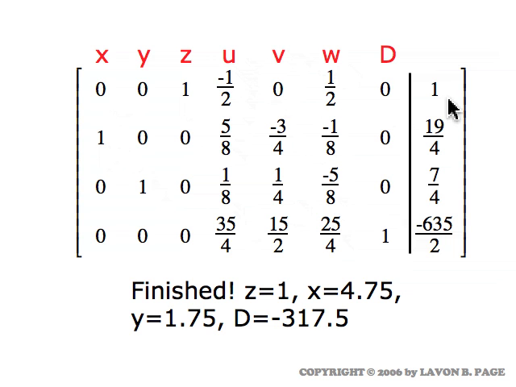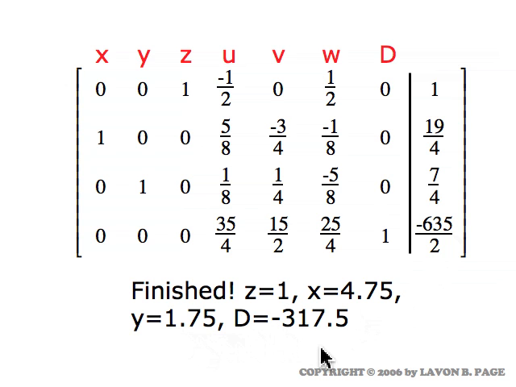The first row says Z is 1. The second row says X is 19/4, which is 4 3/4. And the third row says Y is 7/4, which is 1 3/4. And the D value, minus 635 over 2, is minus 317.5. So that's talking about a diet of what? 4 3/4 servings of fruit, 1 3/4 servings of grain, 1 serving of vegetables.